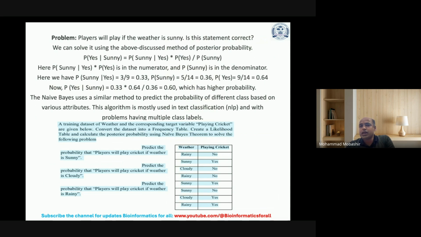If the weather is sunny, is this statement correct? Then you need to think with this algorithm. So, for example, rainy, sunny, cloudy, something like this. Playing cricket? No, yes, no, yes. So, this is how you can write the algorithm and decide.